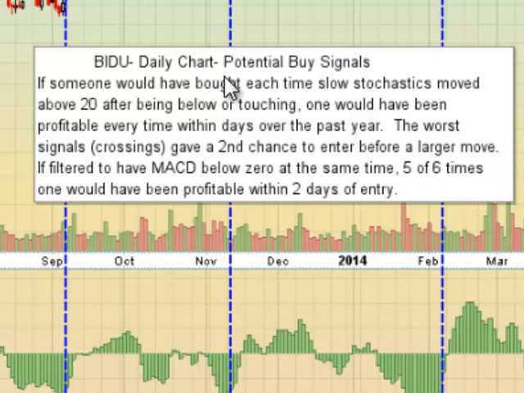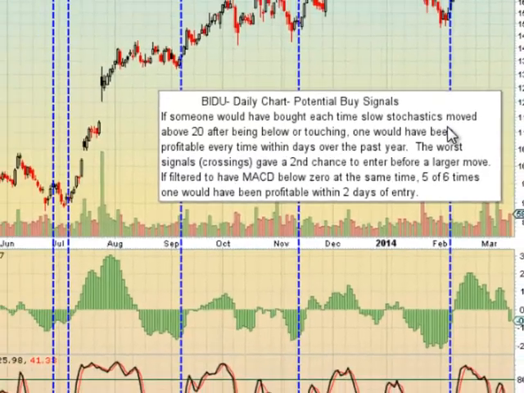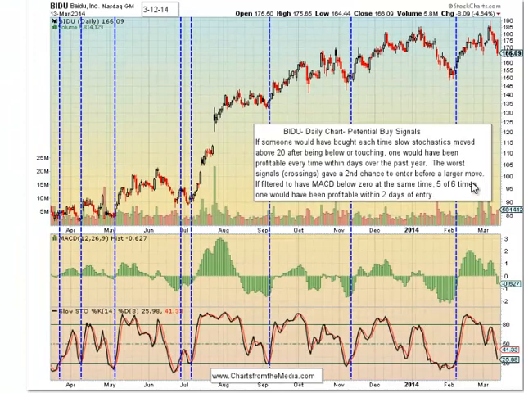So when we look at the daily chart potential buy signals, if someone would have bought each time the Slow Stochastics down here moved above 20, after being below or touching, one would have been profitable every time within days over the past year. The worst signal crossings gave a second chance to enter before a larger move. If you additionally filter it by looking at the MACD, if it goes from below 0 at that time up to positive, 5 of 6 times, one would have been profitable within 2 days of entry.